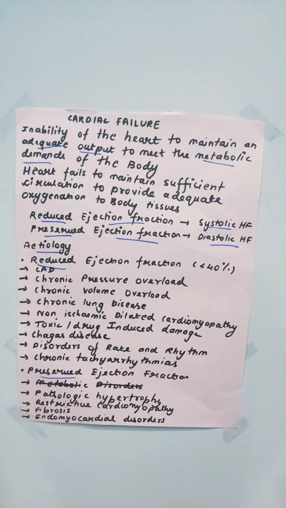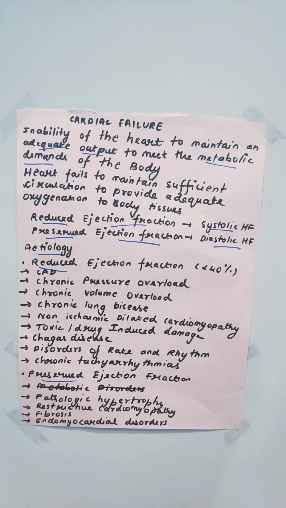So there is reduced ejection fraction and preserved ejection fraction. So what is ejection fraction? Basically, ejection fraction is the volumetric fraction of blood which is ejected from the ventricle or atrium. It tells us about the volume of blood ejected in response to the blood which is entering the atrium or ventricle, and its normal value is 50 to 70%.